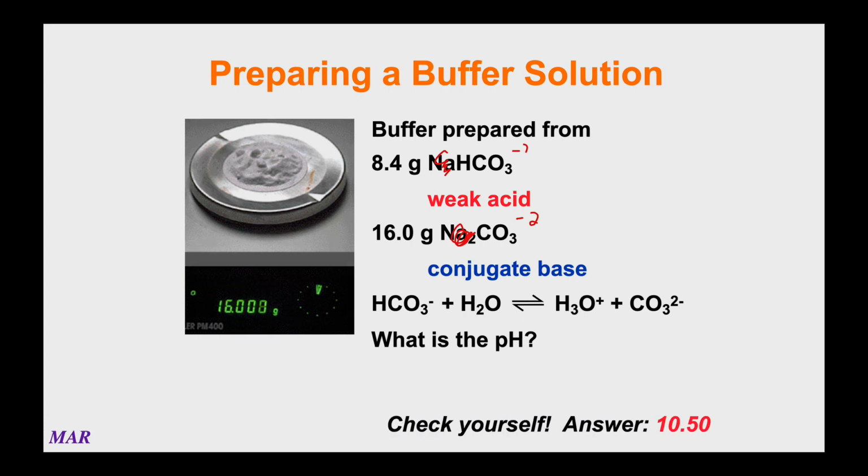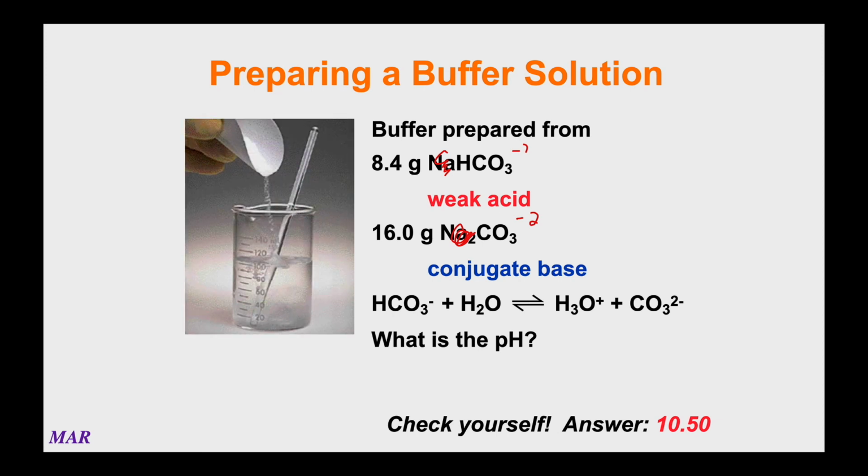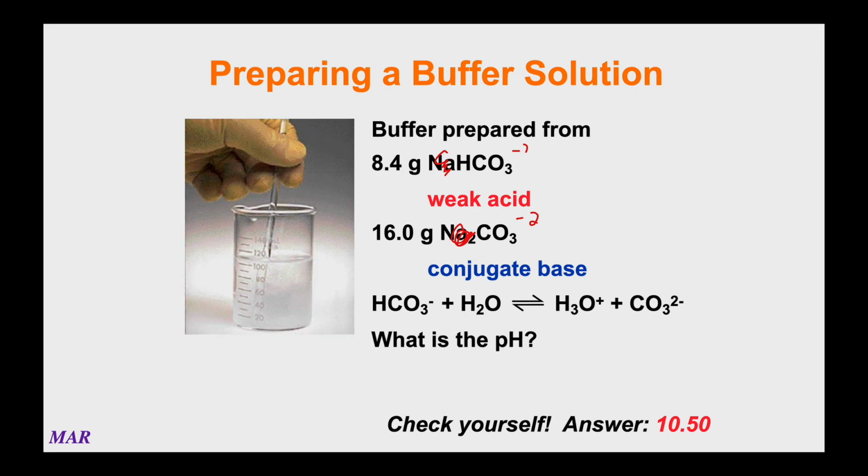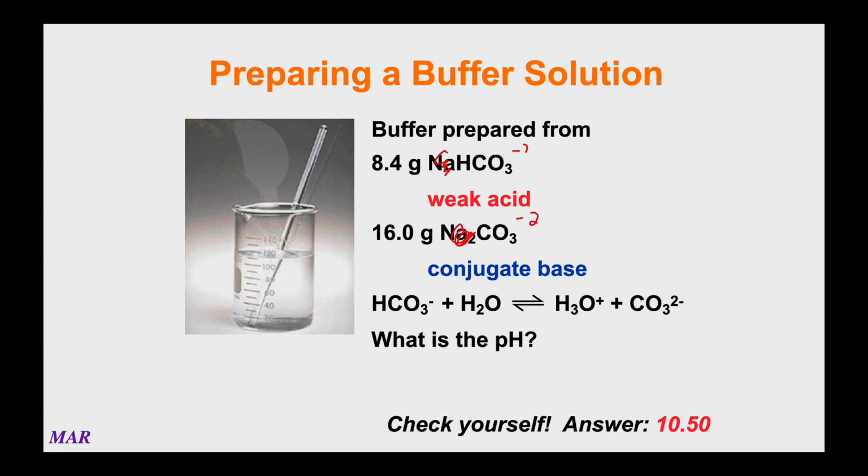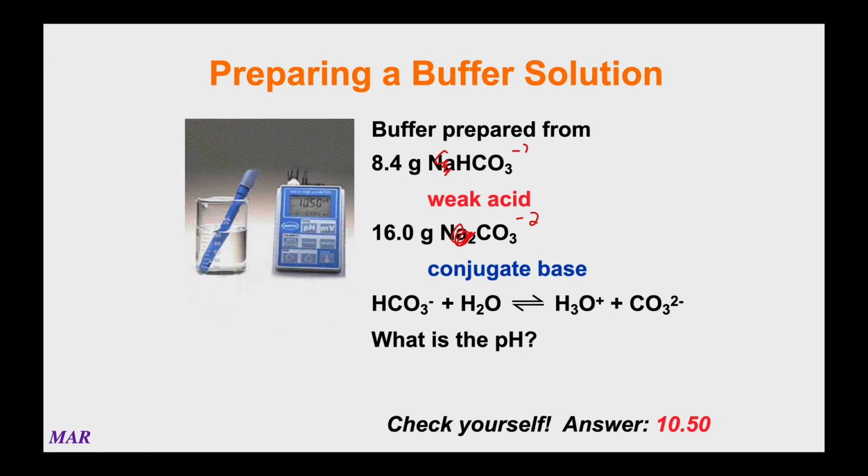To prepare our buffer solution, we first weigh our conjugate pair, 16.0 grams of sodium carbonate, the weak base, and 8.4 grams of sodium bicarbonate, the weak acid. We dissolve these solids in 100 milliliters of water. The final buffer solution has a volume of about 120 milliliters and a pH of 10.5.